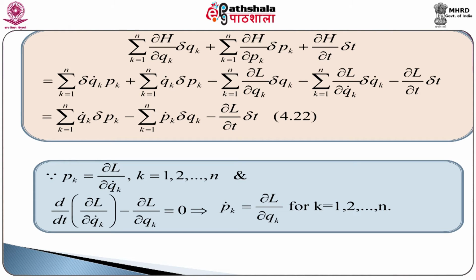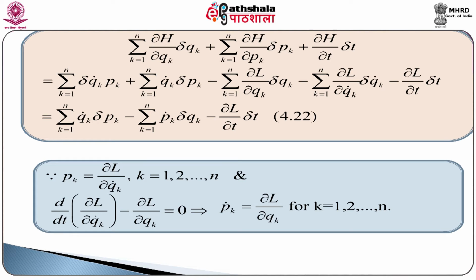We have used the result of delta L. Simplifying, we get the summation k equal to 1 to n of del H del qk delta qk plus the summation k equal to 1 to n of del H del pk into delta pk plus del H del t into delta t equal to the summation k equal to 1 to n of qk dot into delta pk minus the summation k equal to 1 to n of pk dot into delta qk minus del L del t into delta t.